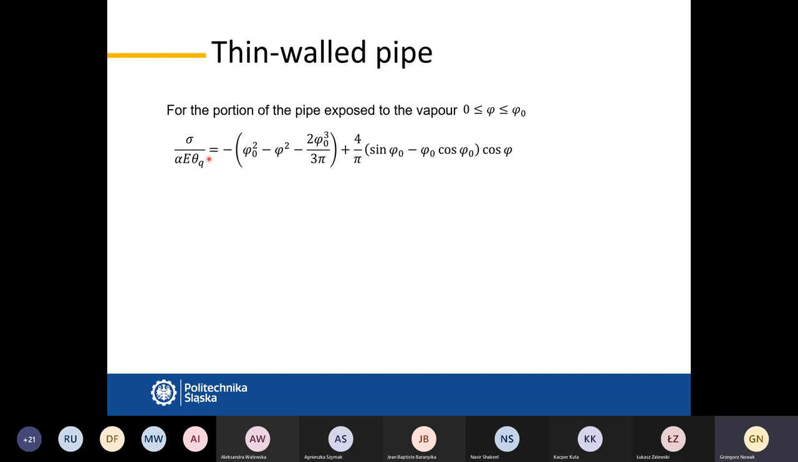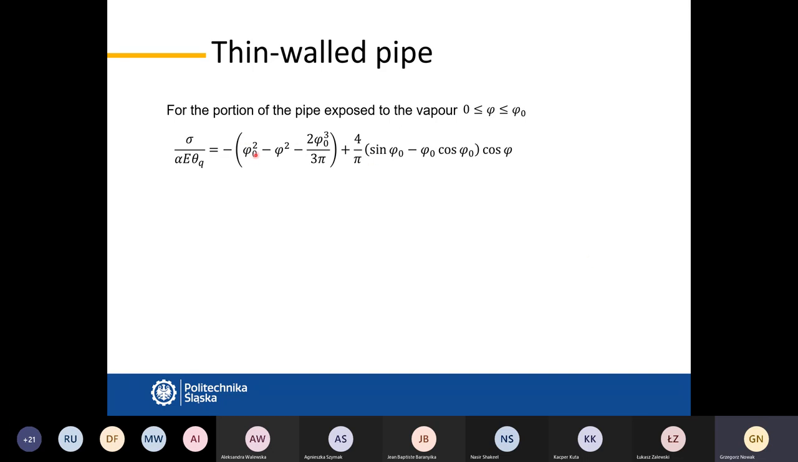So this was the expression we discussed for, let's say, heated up bar with constant temperature rise, uniform temperature rise, so alpha E delta T. So this is exactly the same meaning. And on the right-hand side, we should have a constant, dimensionless factor, where we have only the angles. So we can find out what is the distribution of stresses at different locations of the pipe.